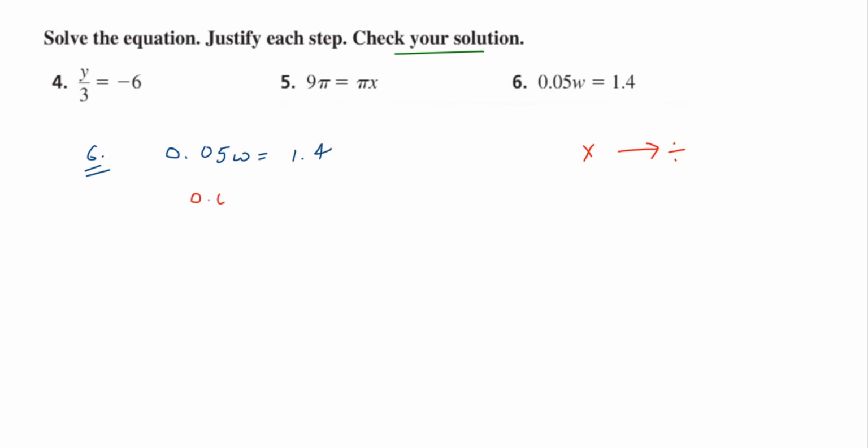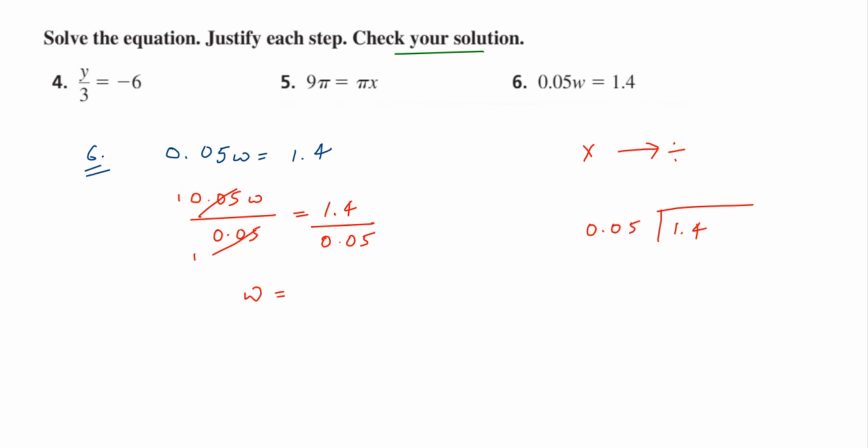So 0.05 times W divided by 0.05 equals to 1.4 divided by 0.05. So 0.05 will get cancelled, we get 1, and you can ignore that one, we just write W equals to, now we have to divide 1.4 by 0.05. So this you have learnt in your lower classes. When you're dividing decimal numbers, we have to make sure that divisor is a whole number.